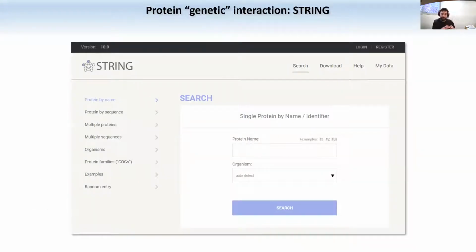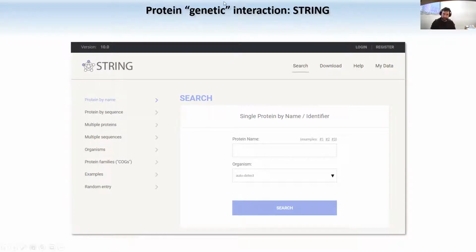And for this, we have other types of databases. String is probably the most famous software to do that because it's probably the easiest one to use. But together with String, there is a list of many others. I think I have the list in a couple of slides. IntAct, BioGrid, BioPlex. There are other websites where you can look at whether proteins are known to interact with each other.